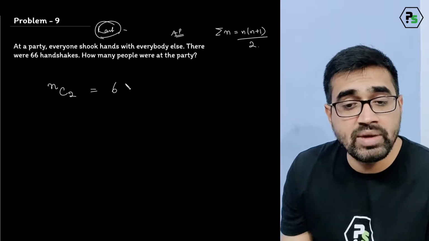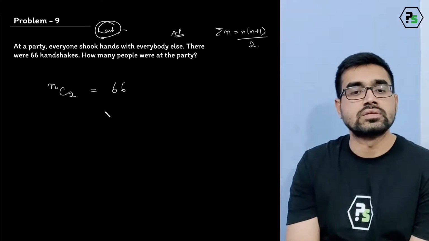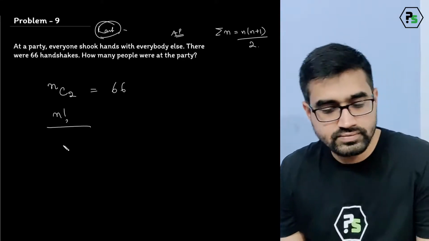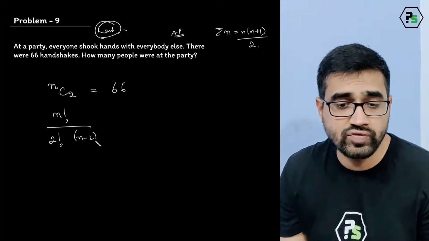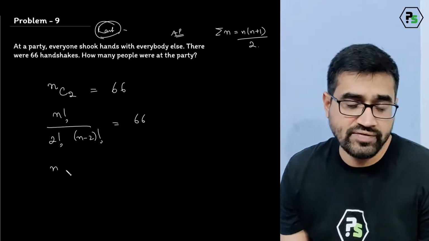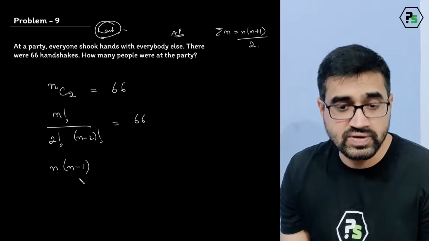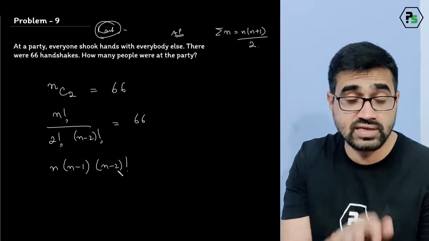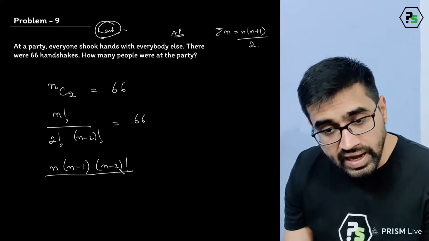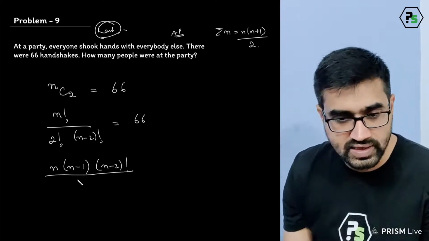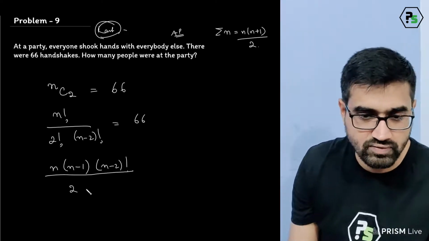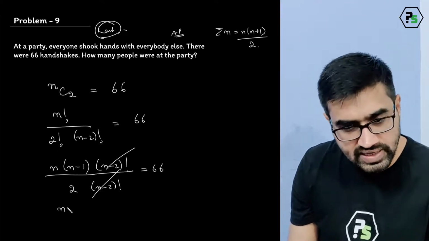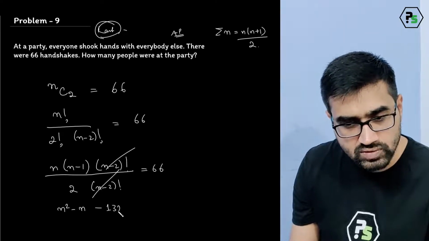Correct? And we know that this number has to equal how many handshakes? 66. So let us solve this. n factorial by 2 factorial times n minus 2 factorial equals 66. You know that n factorial is what? n times n minus 1 times n minus 2 factorial. I hope you all remember this. I started the class with this line itself and have explained this already in the last class. Those who are first-time watchers can watch it. Now, you know that this can be cancelled. So this is n square minus n minus 132.